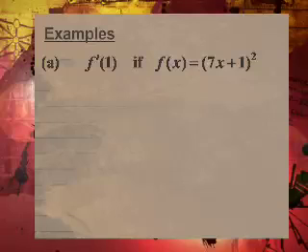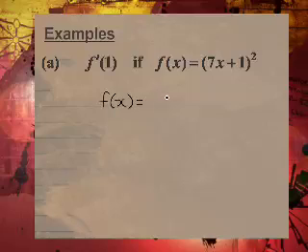Okay, now I want to write this down. It's so important, this. Watch what I'm doing, my notation. f(x) is equal to (7x plus 1) all squared. Okay, now I'm going to multiply out.